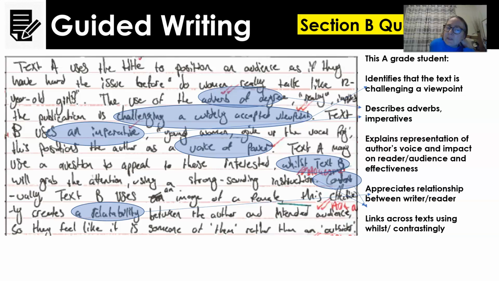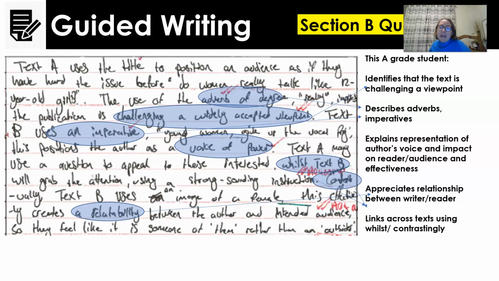Text B uses an imperative. So now they've moved across to the second text. They've used another descriptive term. Okay, imperative, "young women give up the vocal fry." This positions the author as a voice of power. So there's the representational explanation.